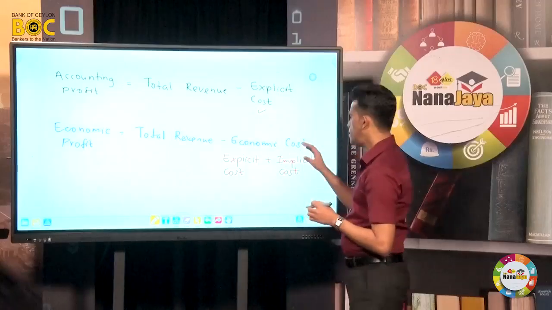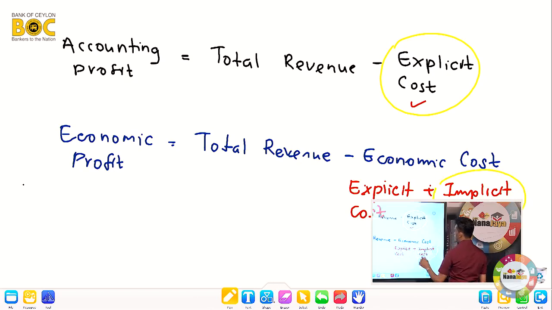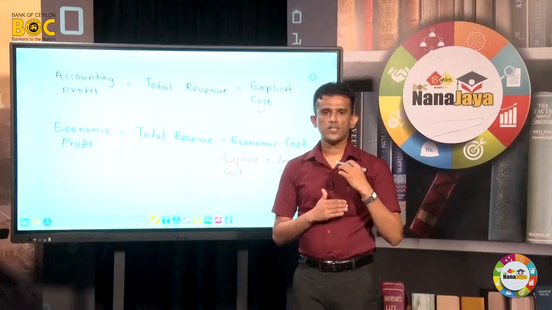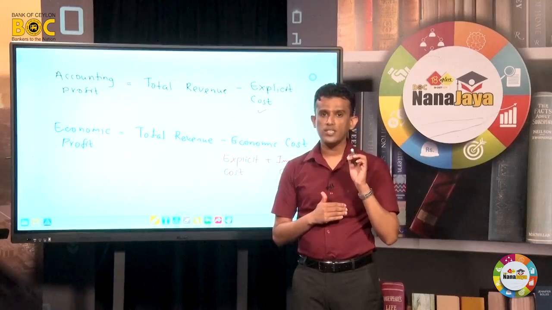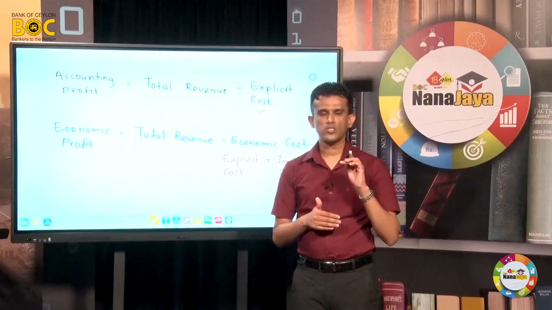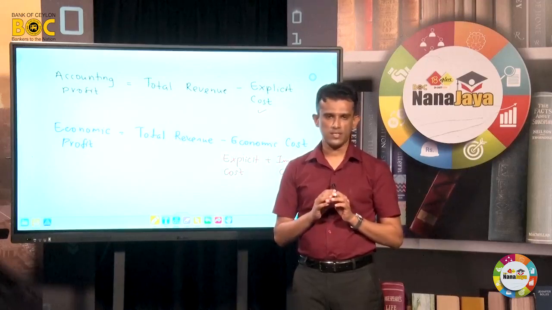So, what do we mean by the implicit cost of production? Implicit cost of production refers to this foregone income from the resources owned by the organization itself, which are used in this production activity being considered. We define the implicit cost as the opportunity cost of the resources owned by the organization itself, which are used in the production activity being considered.